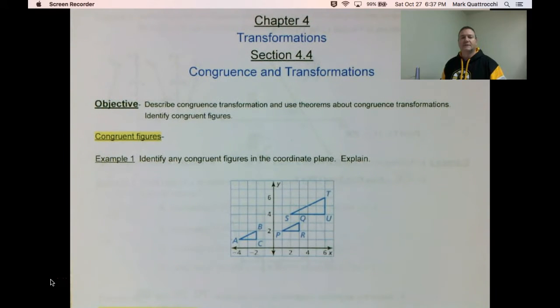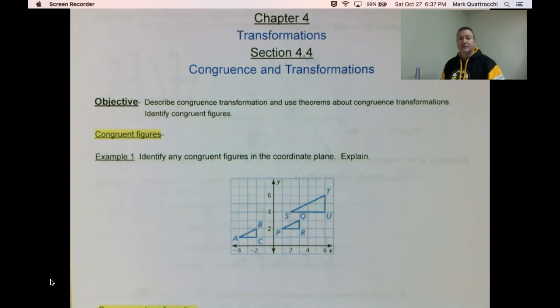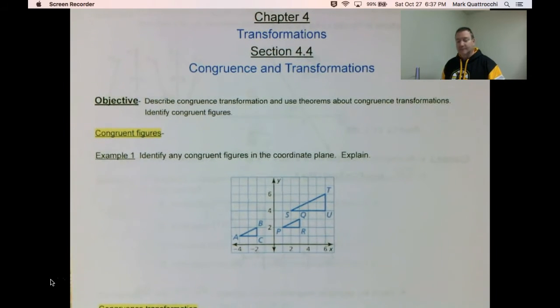Hello everyone, section 4.4, congruence and transformations. Example 1: identify any congruent figures in the coordinate plane and explain.